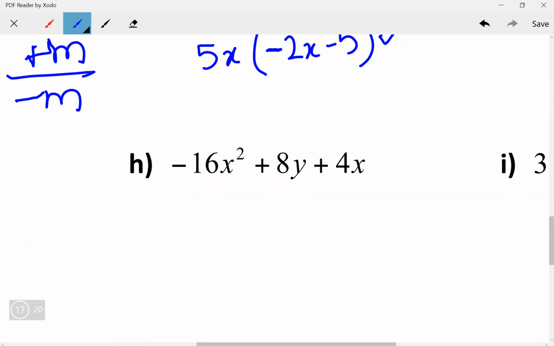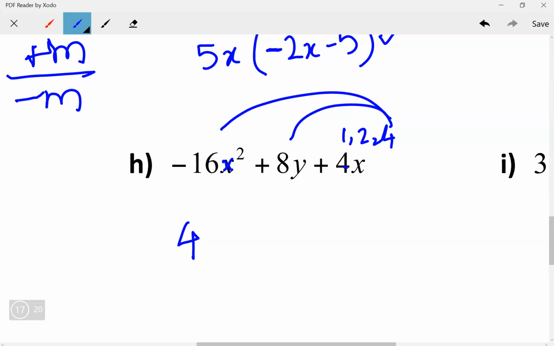Okay, let's take a look at this. 4. I go 1, 2, 4. 4 goes into 8 and 16, so I can take a 4 out. But again, I'll notice here, hopefully, that my first term with the x squared, which is the higher power, is negative. So I am going to factor out a negative 4, even though both of these terms are positive. You always go by whichever term has the highest power. That kind of gets priority. So I am going to factor out a negative from the 4.